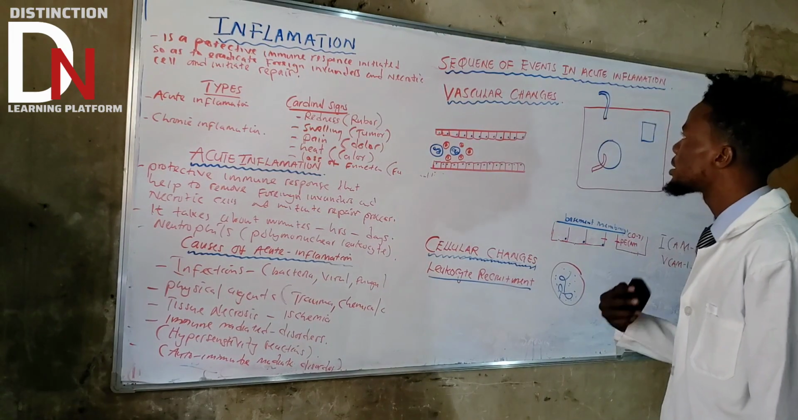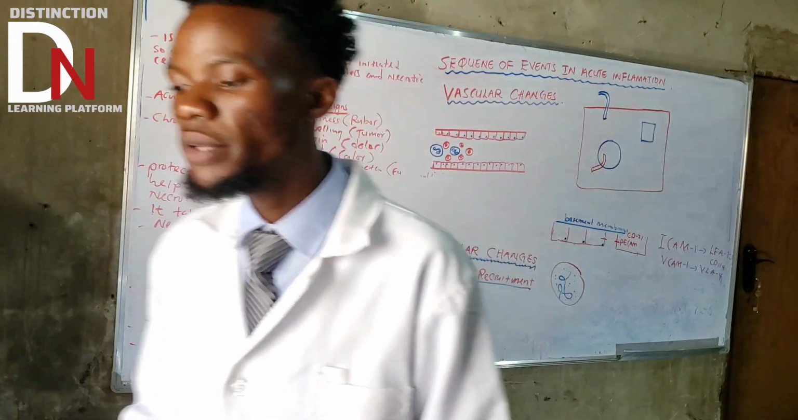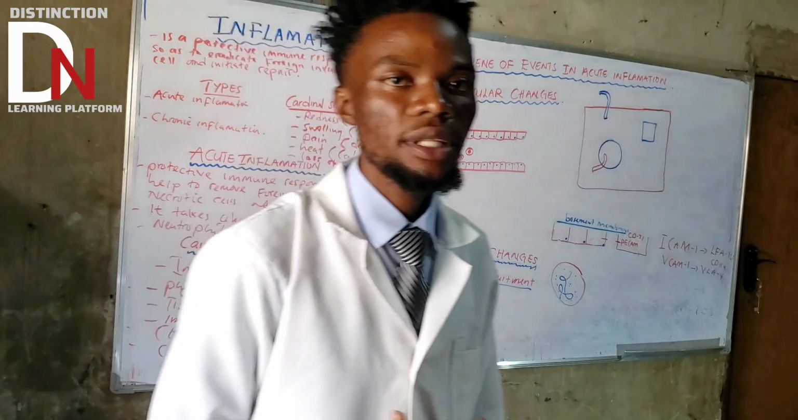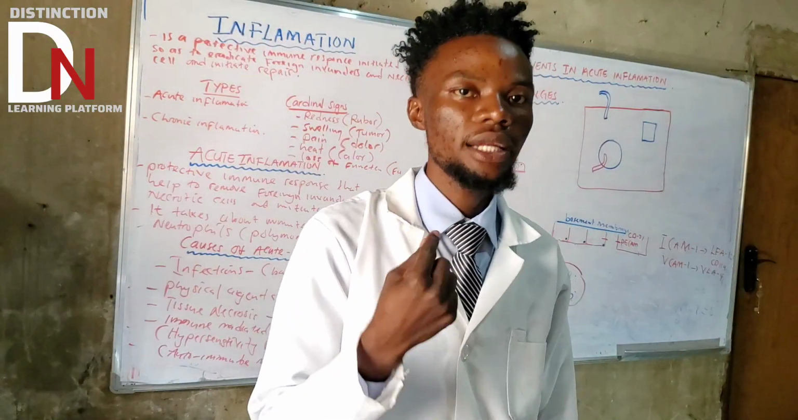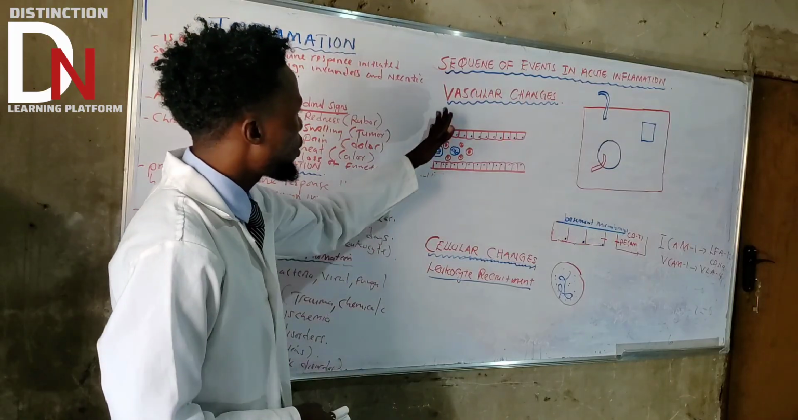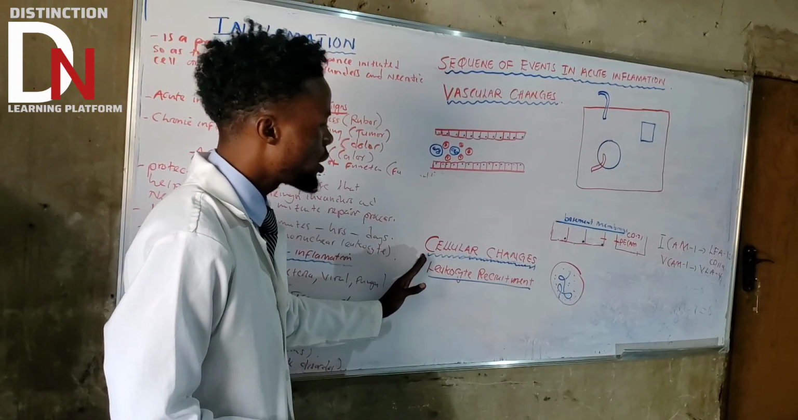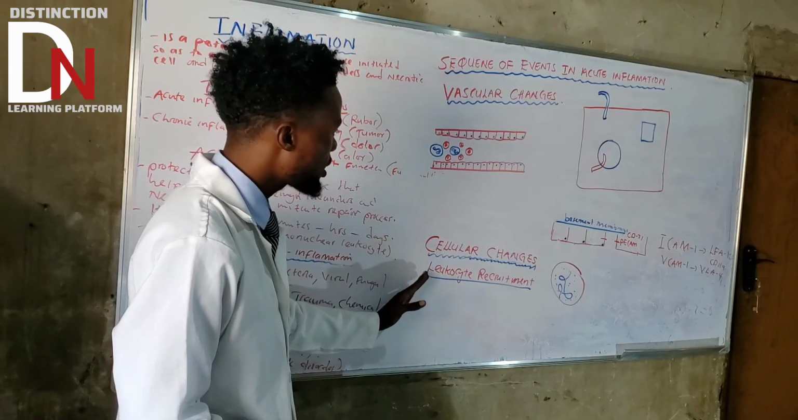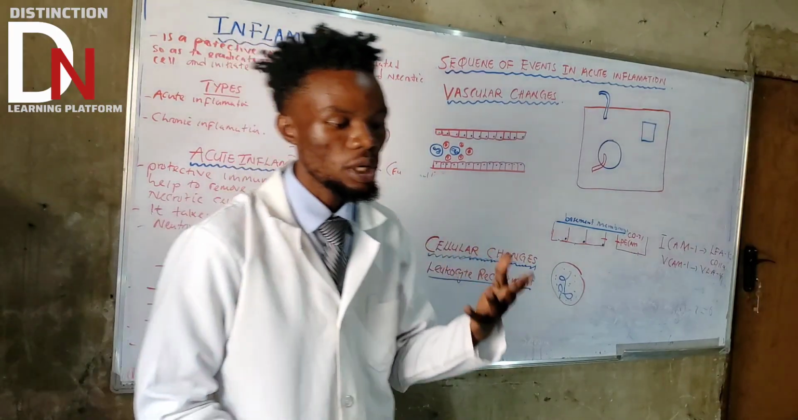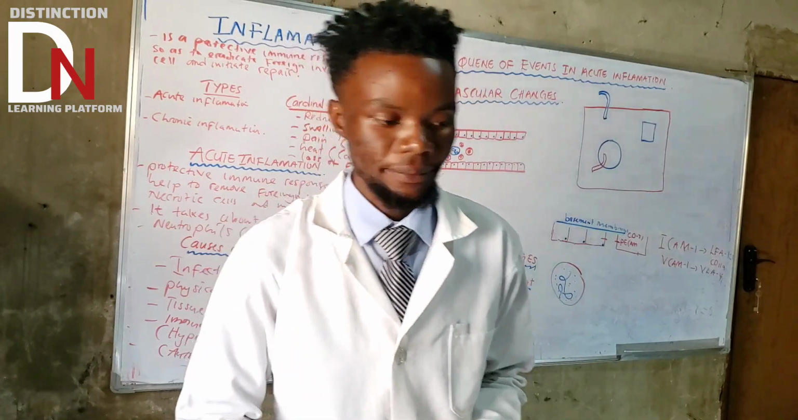Proceed to the sequence of events in acute inflammation. There are two sequences that happen during an acute inflammatory response: vascular changes and cellular changes. Very important. Cellular changes are further categorized into leukocyte recruitment, and the other one, which we'll talk about in another video, leukocyte activation.